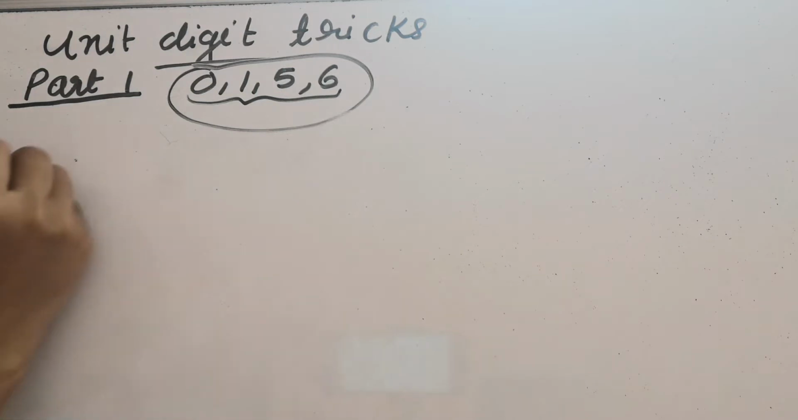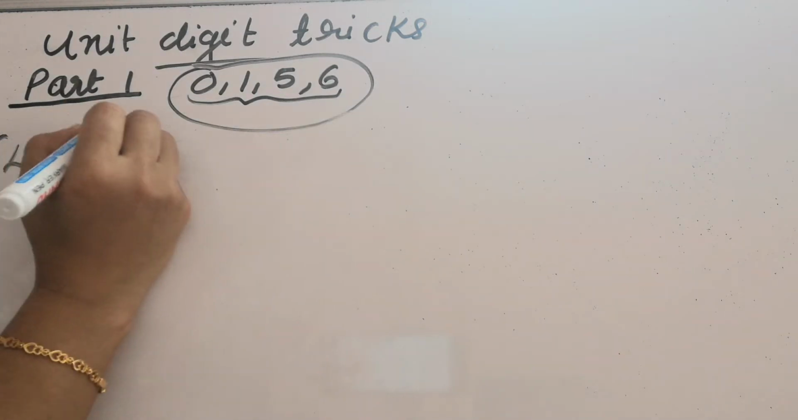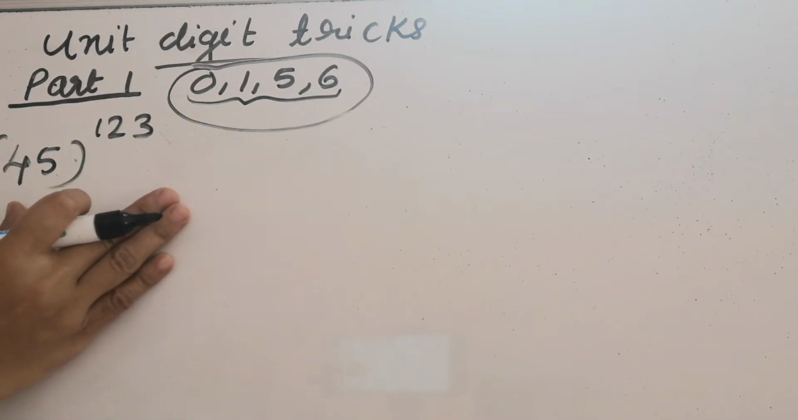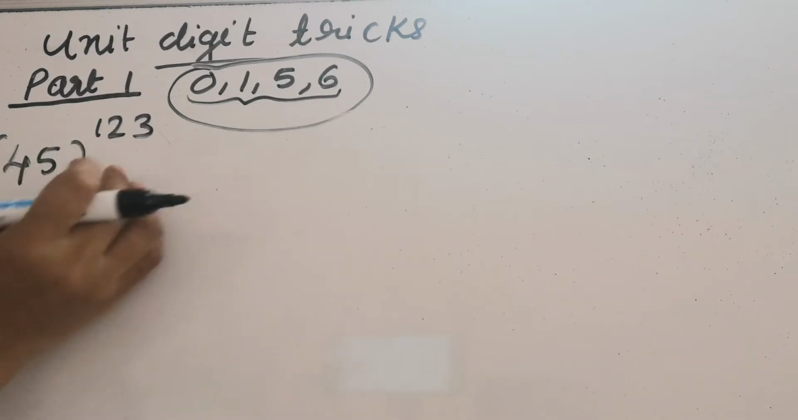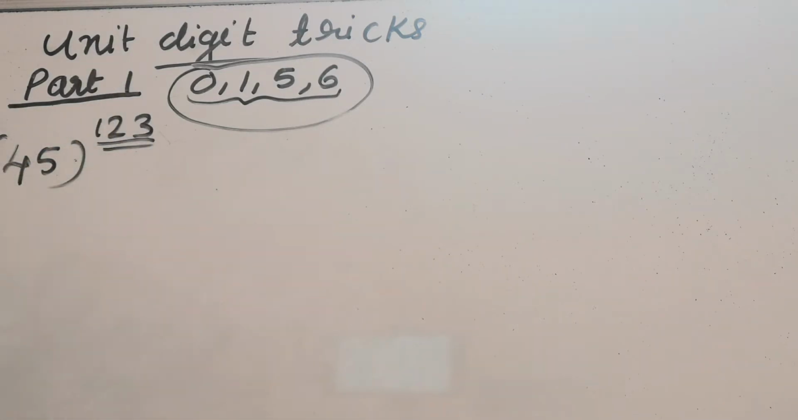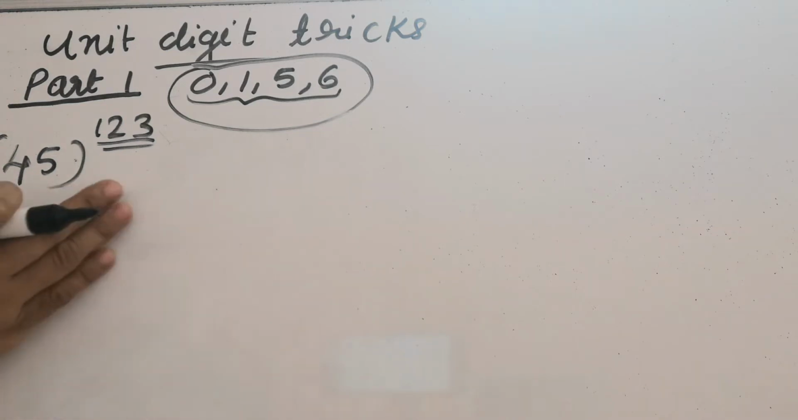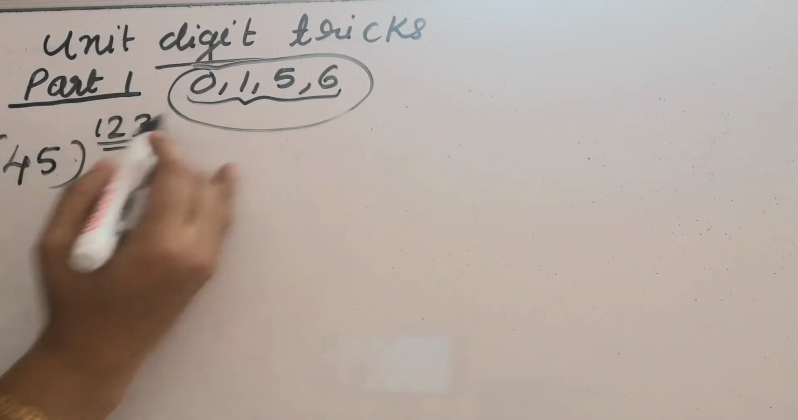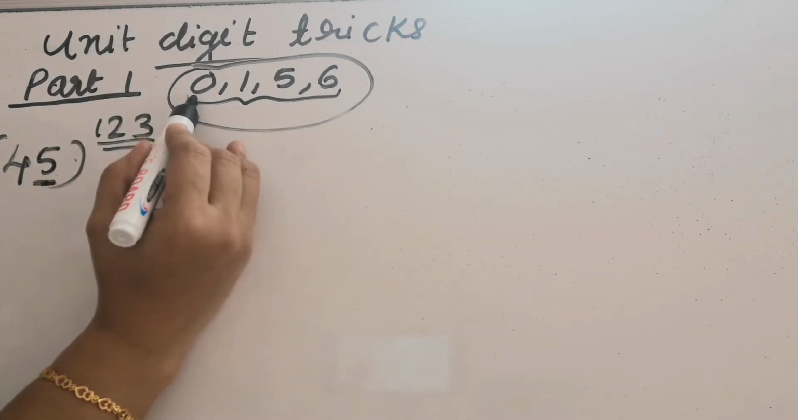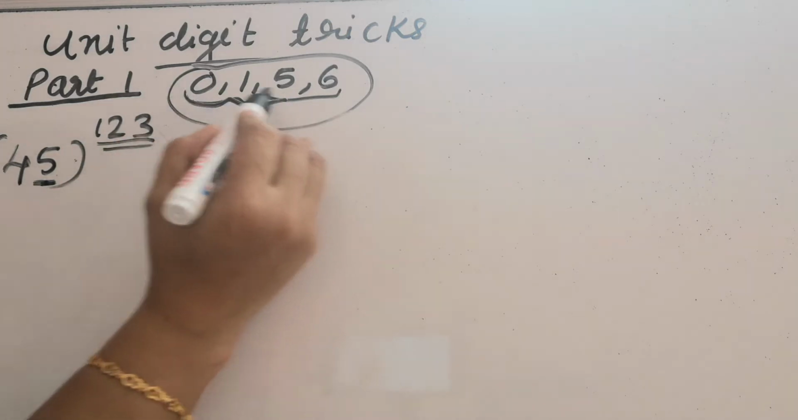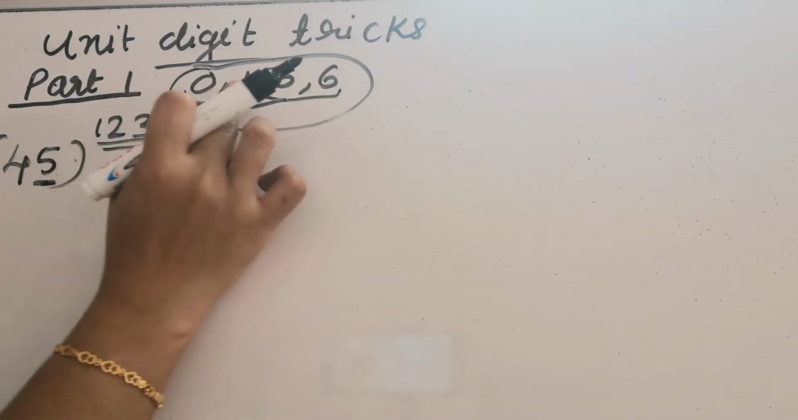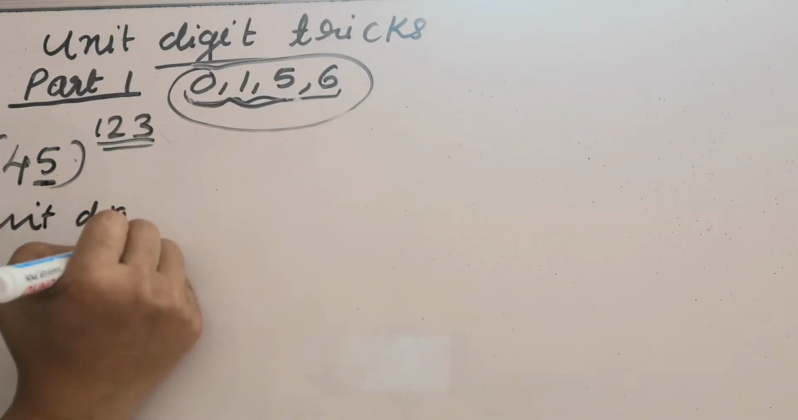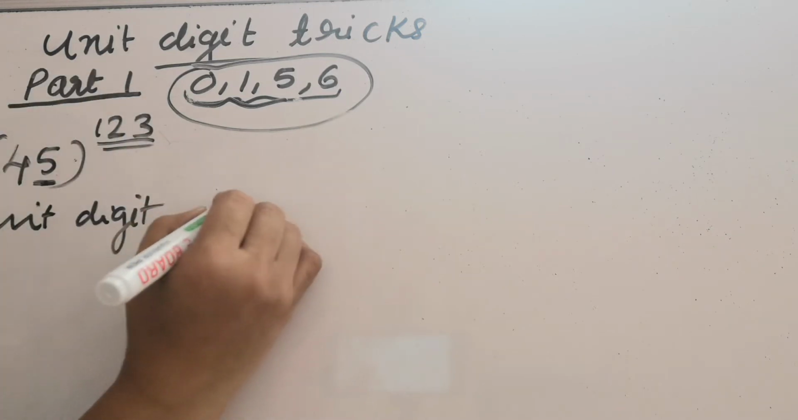For example, 45 raised to 123. After finding the exponent, what is the unit place? This is a very large number, so without calculation you have to find the unit digit of this answer. For that, if the number in the unit place is any number from this list, 0, 1, 5, 6, then the unit digit becomes 5.